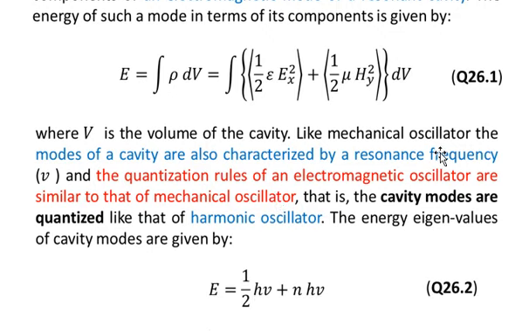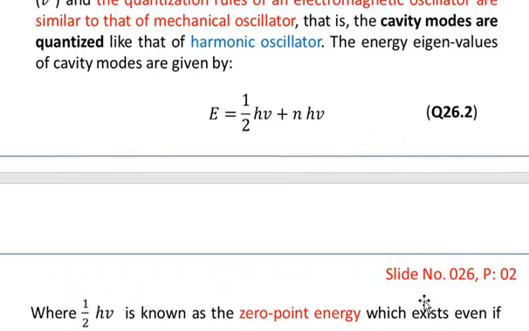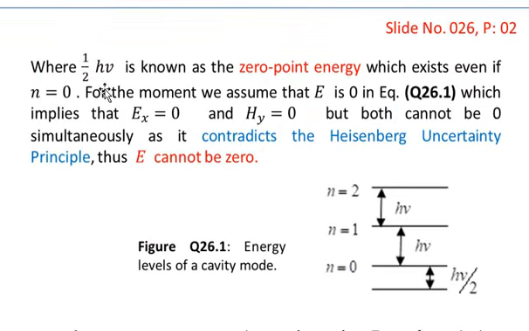Like a mechanical oscillator, the modes of a cavity are also characterized by a resonance frequency nu, and the quantization rules of an electromagnetic oscillator are similar to that of the mechanical oscillator. That is, the cavity modes are quantized like that of the harmonic oscillator. The energy eigenvalues of cavity modes are given by E is equal to half h nu plus n h nu, as given in equation 2, where half h nu is known as the zero point energy, which exists even if n is equal to 0.